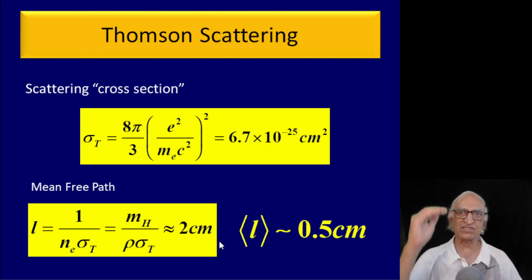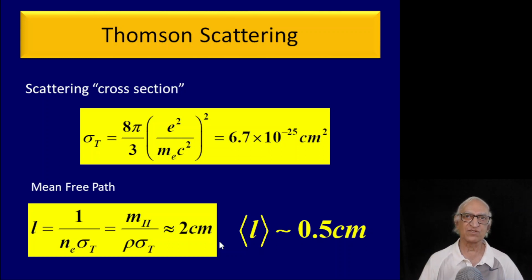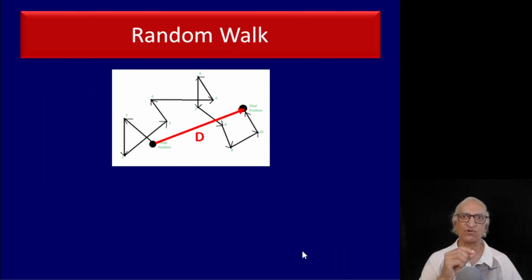Now the density of the sun is not uniform, it varies, so if you do a more proper calculation, you find that the mean free path, averaged over density, is of the order of half a centimeter. Therefore, a photon which starts at the center of the sun, as it tries to escape from the surface, is doing a random walk like a drunken man. That random walk of the photon is shown in this diagram.